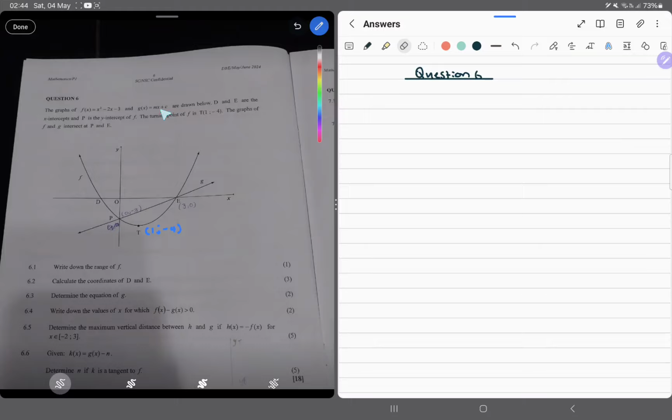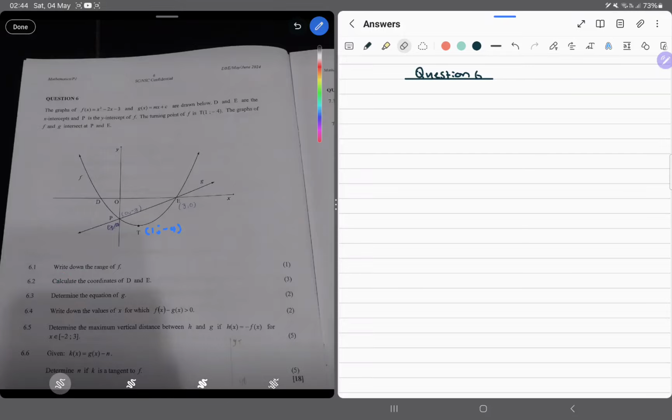And g of x equals mx plus c. It's a straight line graph with a positive gradient. Of note is that P, the y-intercept, is common, and that x-intercept E is common. All right, these are drawn below, okay? D and E are the x-intercepts of f, and P is the y-intercept of f. The turning point of f is T with coordinates (1; -4). Okay, already indicated. The graphs of f and g intersect at P and E. Okay, that's easy.